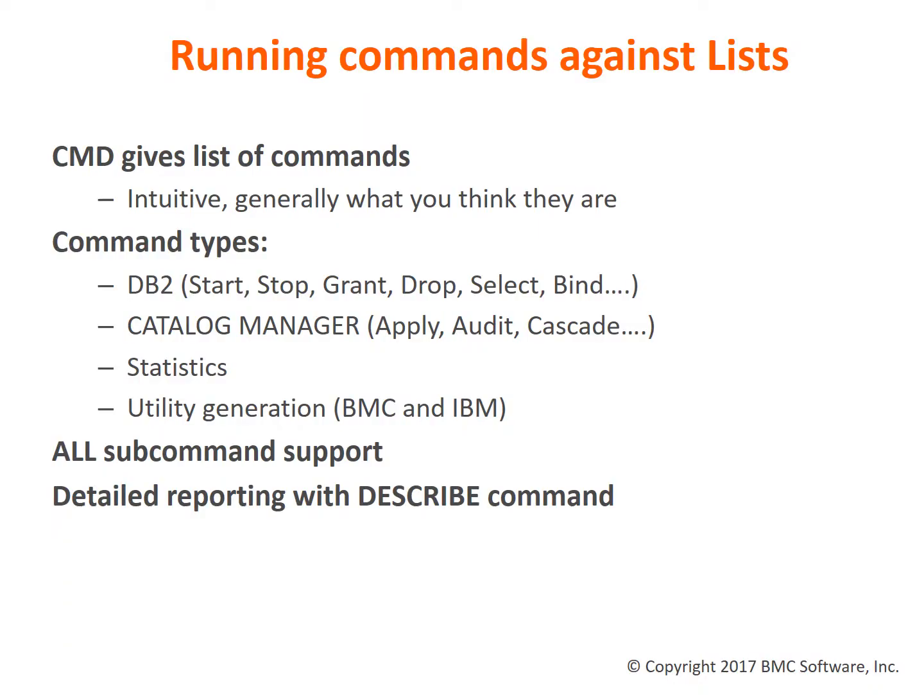So far, we have been driving lists with the two-character list types. Think of the lists not just as a catalog visibility feature, but also a launchpad for commands. There are over 200 commands that can be found by entering the CMD command. They break down to DB2 commands, catalog manager commands, utility commands, and statistics commands. The all sub command is supported for many to apply a command to all objects in a list. Detailed reporting on objects is supported via the describe command.